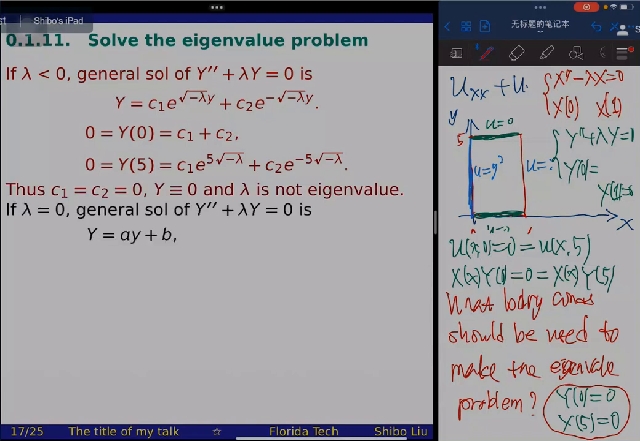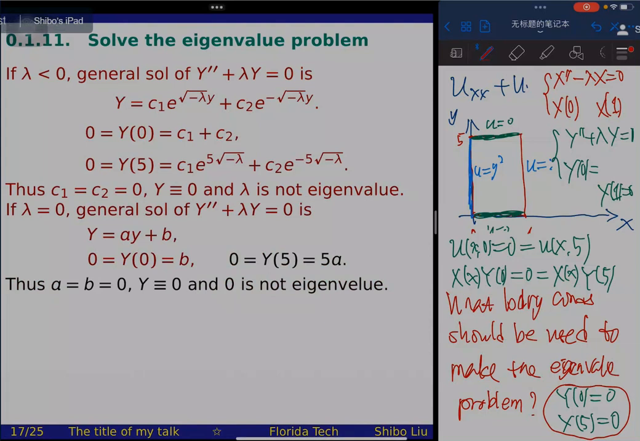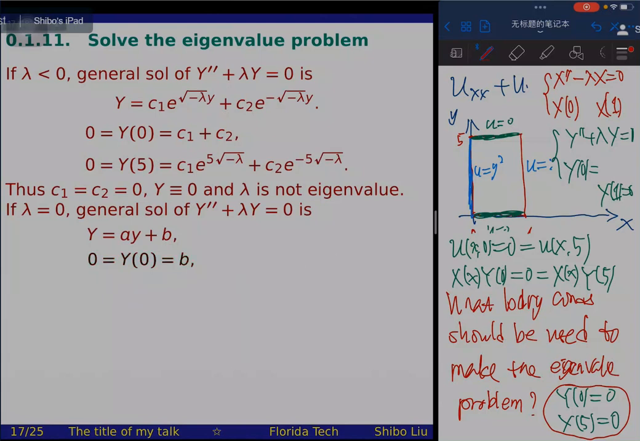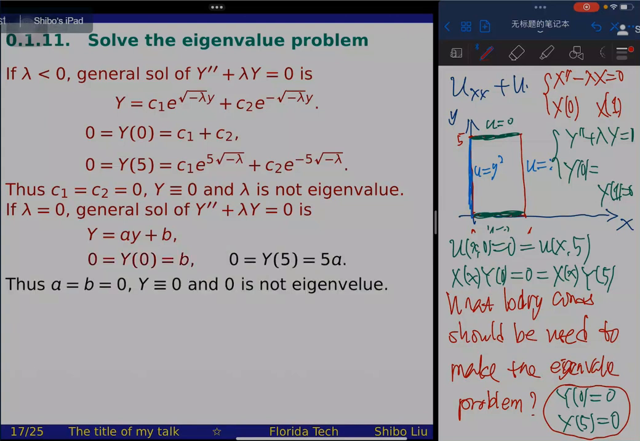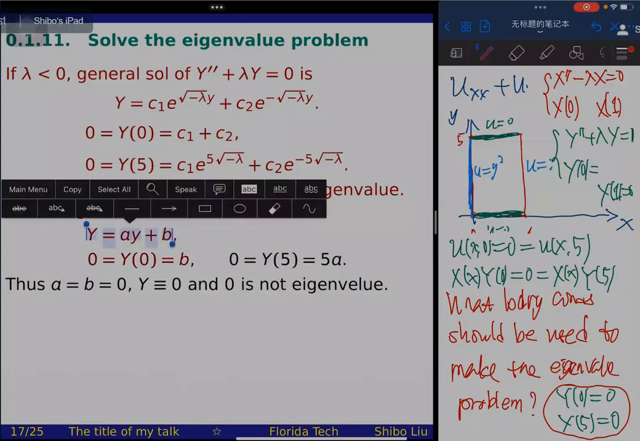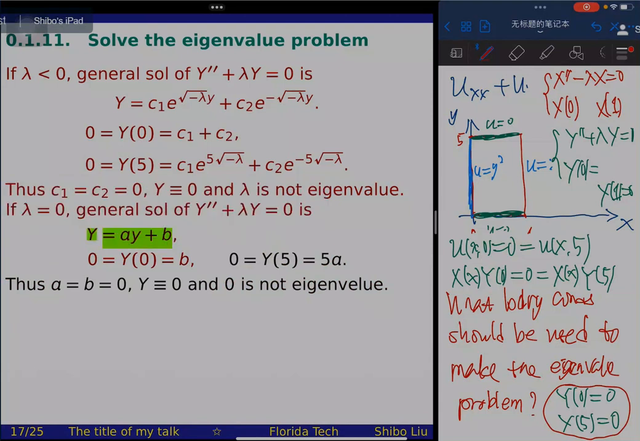Next, we consider the case where lambda is 0. Now, the general solution is a linear function, Y = a y + b. Okay, then using the boundary condition, Y(0) is b, therefore b is 0. But Y(phi) is phi a, Y(phi) is also 0, so a is also 0. So a and b are all 0, therefore the corresponding Y is also the 0 function. So as before, this means that when lambda equals 0, the only solution of the eigenvalue problem is the 0 function. So 0 is not an eigenvalue.